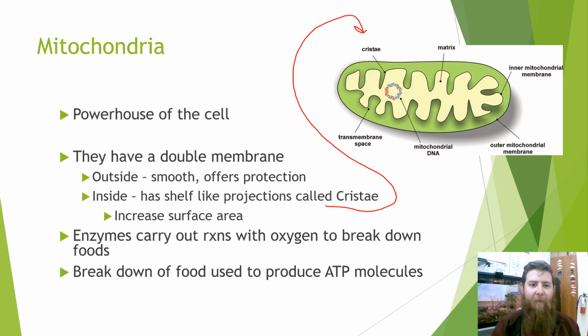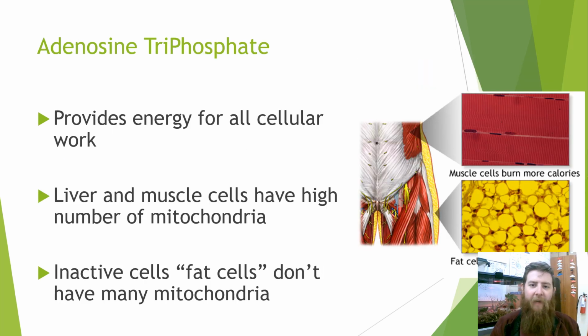There's enzymes inside of the mitochondria that carry out reactions with oxygen. We break down food with them to produce ATP molecules. ATP, or adenosine triphosphate, produces all energy for cellular work. In humans, liver and muscle cells have a high number of mitochondria, and stuff like fat that's inactive does not have a lot of mitochondria.